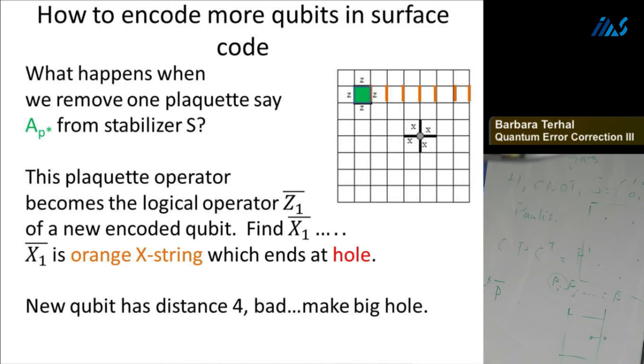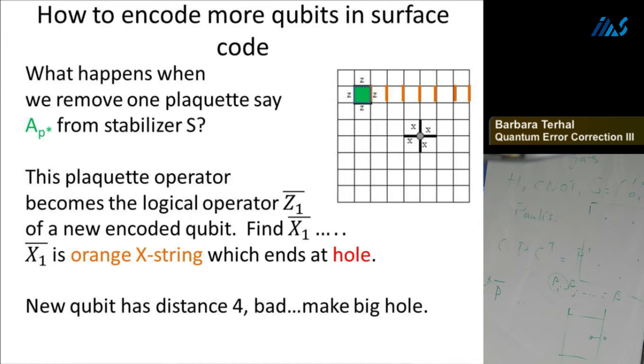And I take out one plaquette operator from the stabilizer. That's an operator that commutes with all elements in the stabilizer, and now it's not in the stabilizer anymore. So this is a logical Z of a qubit. And then I have to find its matching logical X. That matching logical X can be a string of X's that goes through this hole. Before, I could not terminate a string here, because then it would anti-commute with that Z plaquette. But now I've taken out that Z plaquette, so I don't care that it anti-commutes there. So that's the logical X.